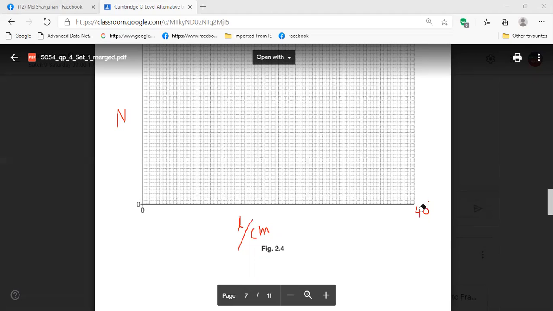Okay, so for the x-axis, you got the maximum range 40. So each of the two small squares is giving you 10, right? Here 10, so you label here 10, then here 20, then here 30, then 40. Okay, done. This part is done, right? X-axis. Yes, sir. And the y-axis now will go. How will we label the y-axis?